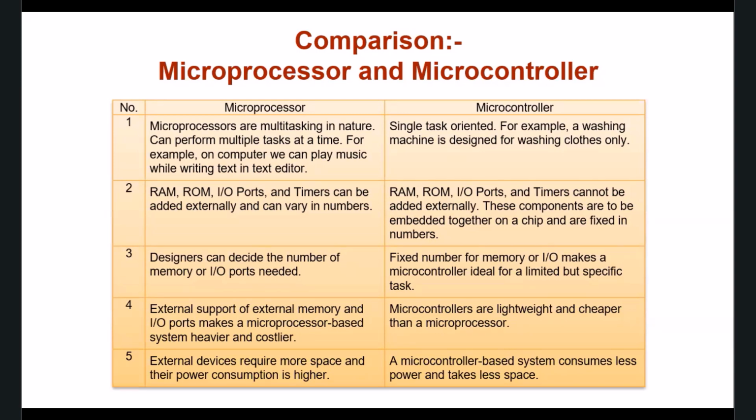The second difference between the microprocessor and the microcontroller is that RAM, ROM, input-output ports and timers can be added externally and can vary in numbers. It means the memory and input-output elements are not the internal part of the microprocessor. They are connected externally. So when we are connecting the memory and input-output externally, we don't bother much about the size.